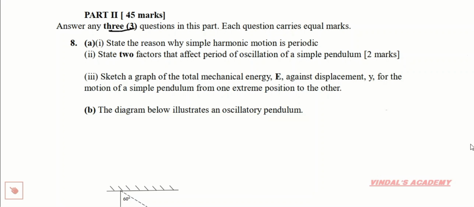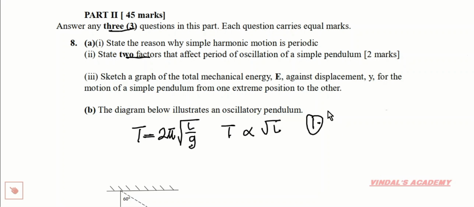Number 2, state 2 factors that affect period of oscillation of a simple pendulum. Period of oscillation of a simple pendulum is given as 2 pi square root of L over G. That means that period is directly proportional to the square root of L. So the period is affected by, 1, the length of a simple pendulum.